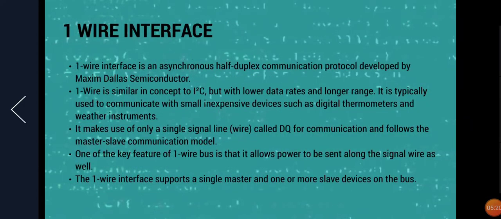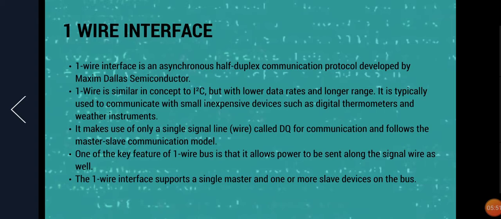So let's jump to the one wire interface. The one wire interface is an asynchronous half duplex communication protocol developed by Maxim Dallas Semiconductors. It is just like the previous one, UART. One wire is similar in concept to I2C but with lower data rates and longer range. It is typically used to communicate with small inexpensive devices such as digital thermometers and weather instruments.